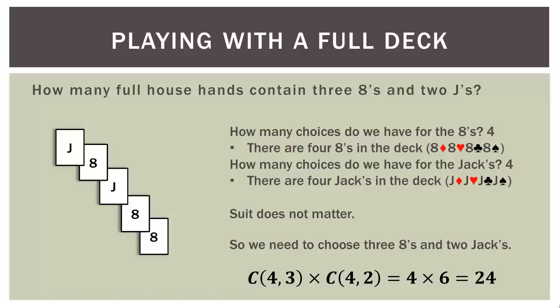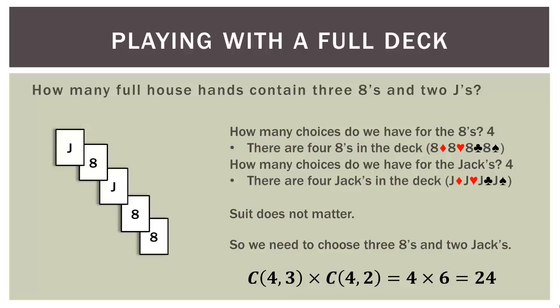That represents the eights. Times 4 choose 2. There are 4 jacks in the deck. We are choosing 2 to go into our full house. So 4 choose 2. So 4 choose 3 is 4. And 4 choose 2 is 6. So 4 times 6 is 24. So, in an actual deck of cards, there are 24 poker hands that involve a full house of 3 eights and 2 jacks.